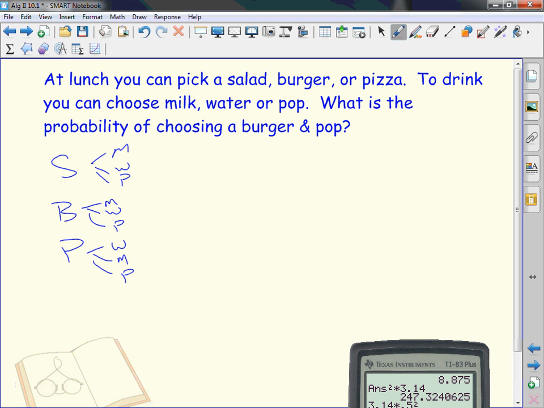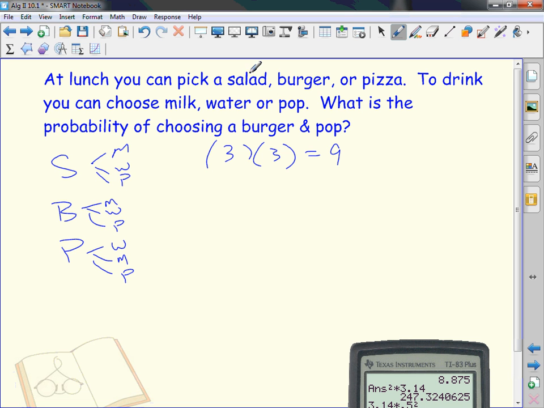How many different combinations could I pick for lunch? How many different possibilities? 9. I have 9 possibilities: 1, 2, 3, 4, 5, 6, 7, 8, 9. What's the faster way to do this? 3 times 3. I have 3 choices for lunch and 3 choices for drink, which gives me 9.